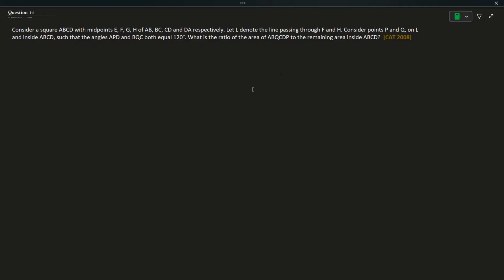Today we will be solving two questions from the topic geometry, and these two questions came in CAT 2008. So without wasting any more time, let's start the first question.